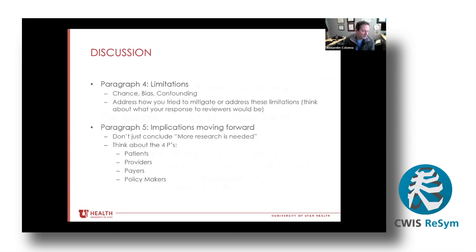Paragraph 4, or the limitations section. This is key. This is where you try to mitigate where you think you have chance bias or confounding. Kind of highlight the areas of your research design that mitigate these issues. Again, if you're doing a propensity score matched analysis, you're trying to mitigate bias in your retrospective data by using a PSA.